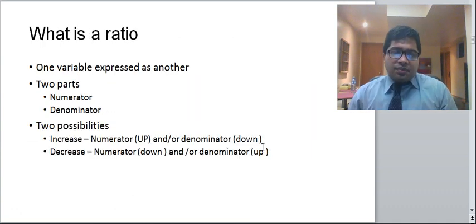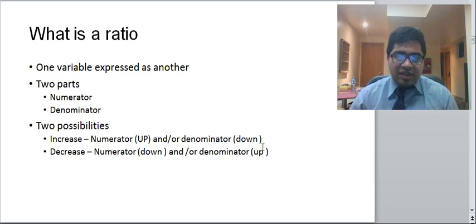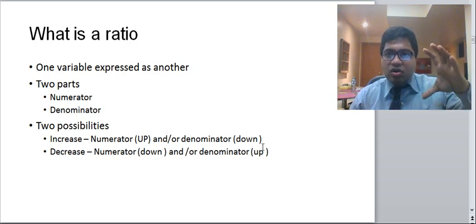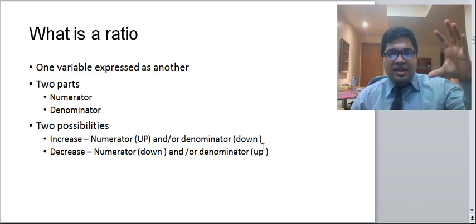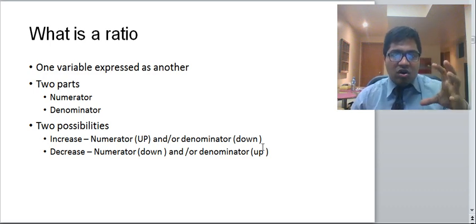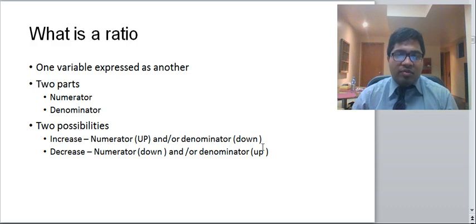Now what is a ratio? This is a bit of mathematics before we start with financial ratios. A ratio is one variable expressed as another. So it has two parts, numerator and denominator. There are two possibilities. There can be an increase in the ratio, which is caused by an increase in the numerator or a decreasing denominator, and there can be a decrease in the ratio, that is caused by a decreasing numerator and an increasing denominator.